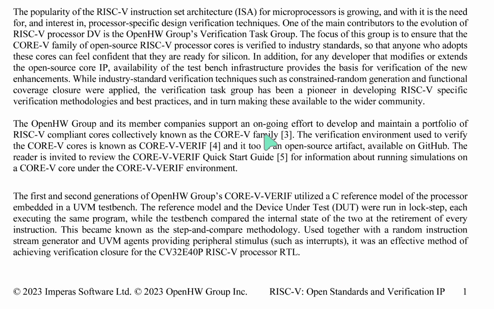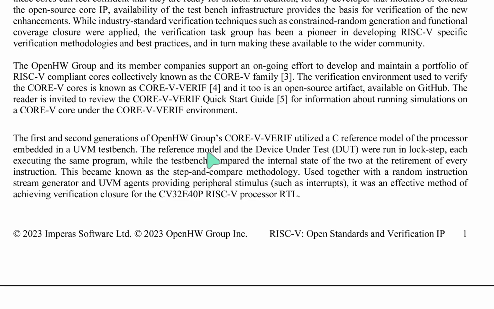The verification environment used to verify the CORE-V cores is known as CORE-V-VERIF, and it too is an open source artifact available on GitHub. The reader is invited to review the CORE-V-VERIF Quick Start Guide for information about running simulations on a CORE-V core under the CORE-V-VERIF environment.